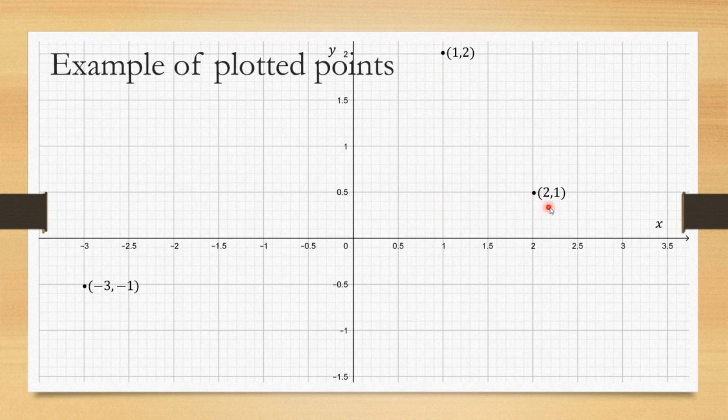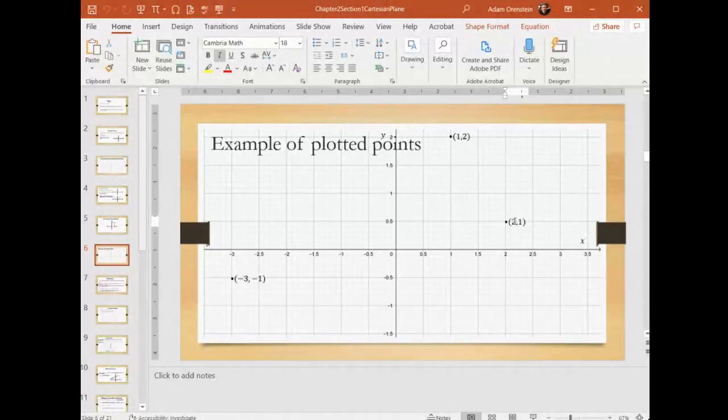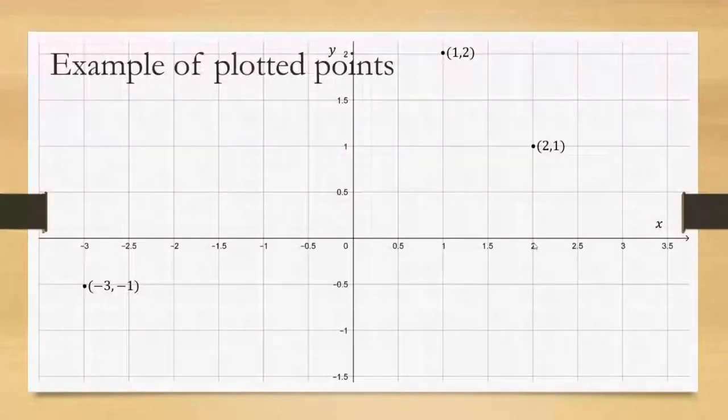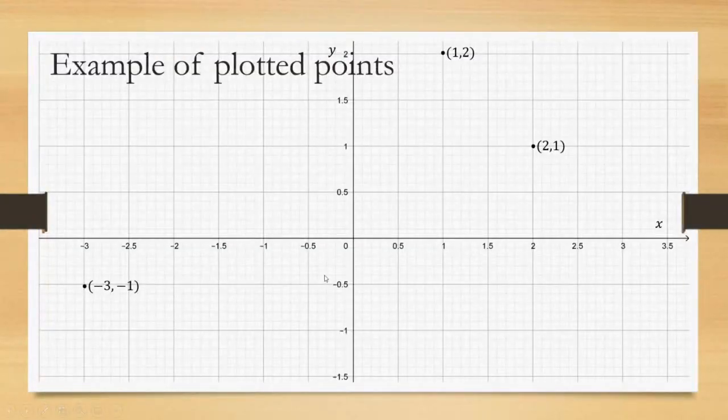For 2, 1, if we wanted to plot that instead, we would have to go to the right and locate 2 on the x-axis. In other words, we go to the right 2 units, and now we would have to go up 1 unit. We would have to go up 1 unit, not a half a unit, 1 unit. That's what we would have to do.